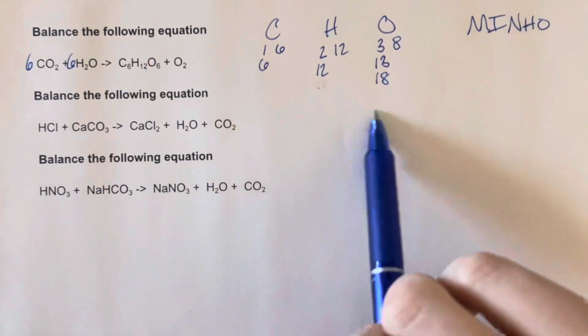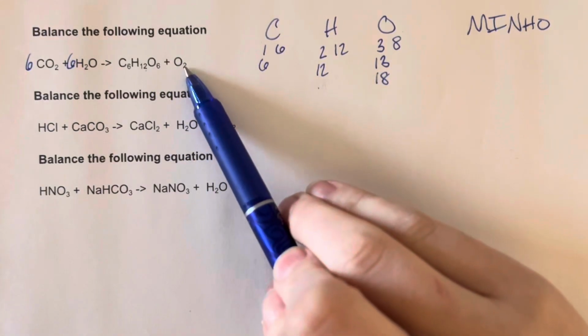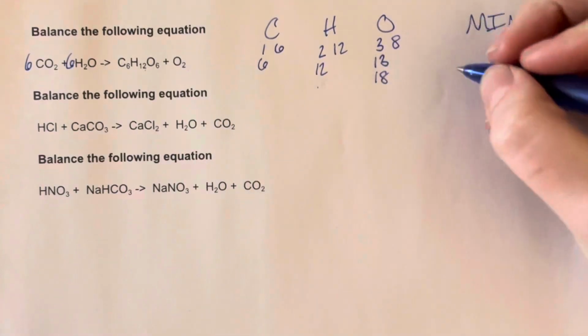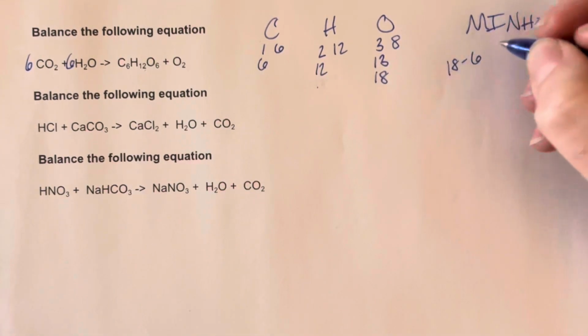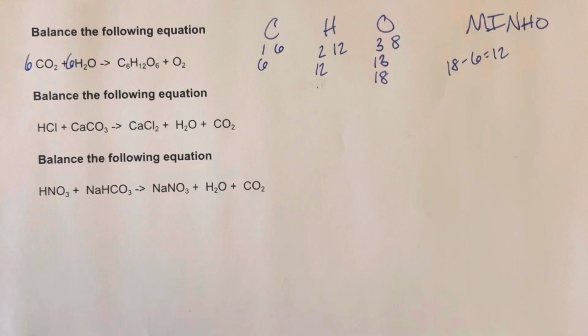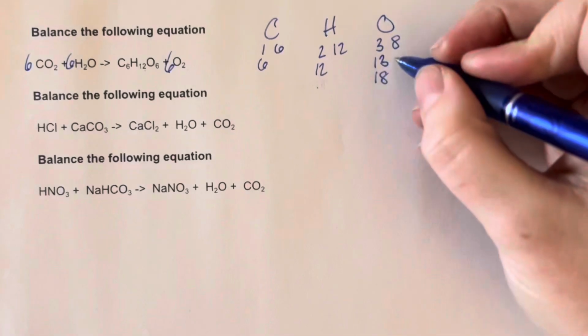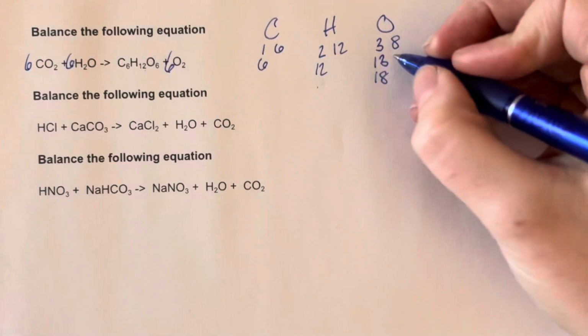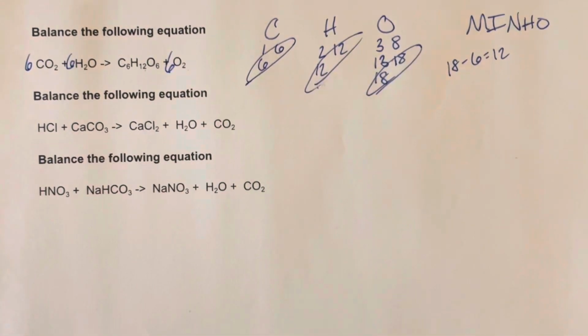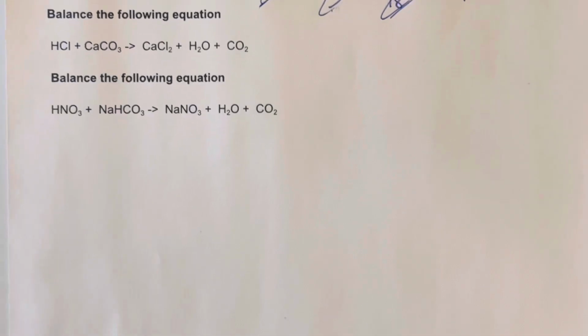So instead, I'm going to see if I can get to 18, leaving the 6 alone and only messing with the 2. So if I need to get to 18, but I already have 6 accounted for that I'm going to try to leave alone, that means I need to get this oxygen up to 12. So 2 times 6 is 12, and 12 plus 6 is going to get me to 18, which meant that I was able to successfully balance without having to rebalance my carbon or my hydrogen.